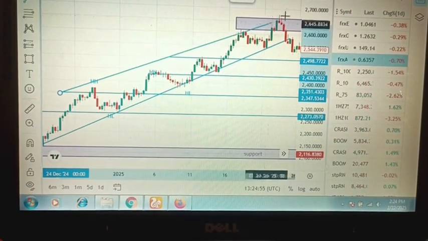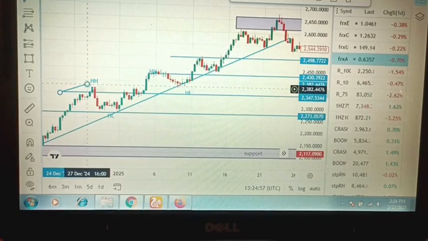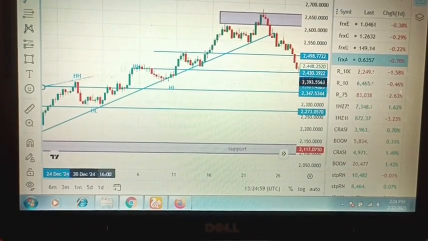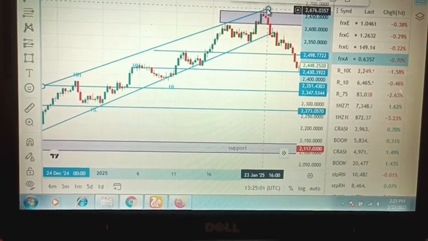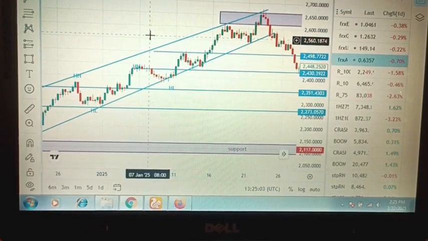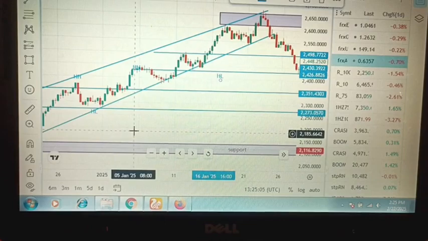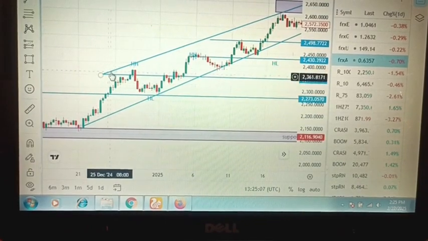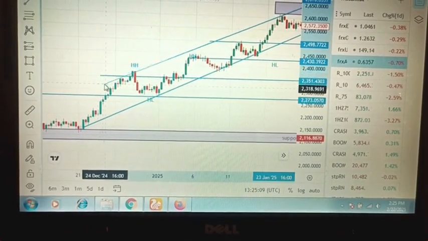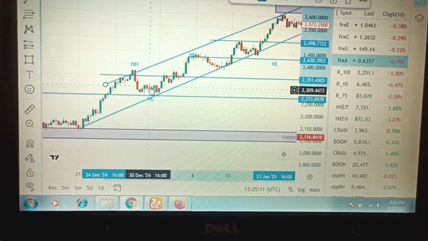You can mark all the higher highs. It must not be perfect, but you know what I mean, because these things are zones. They are not just straight lines. They act in zones, so they must not be exactly perfect, but this is what I mean.